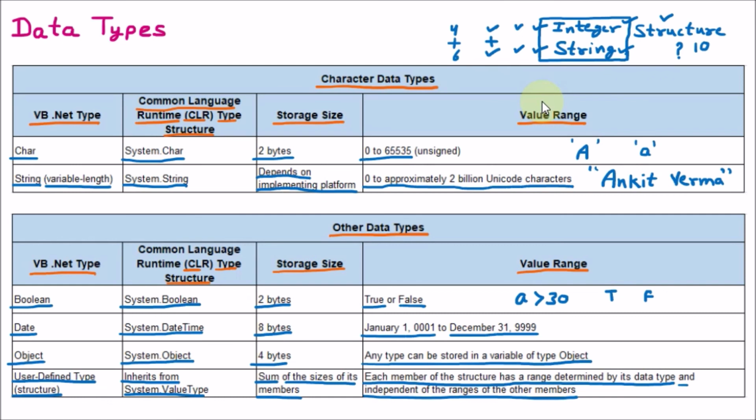So here we have learned that there are 3 major categories of data type. The first is the number data type, the second is the character data type, and the third is the other data type. So these are the data types of VB.NET.